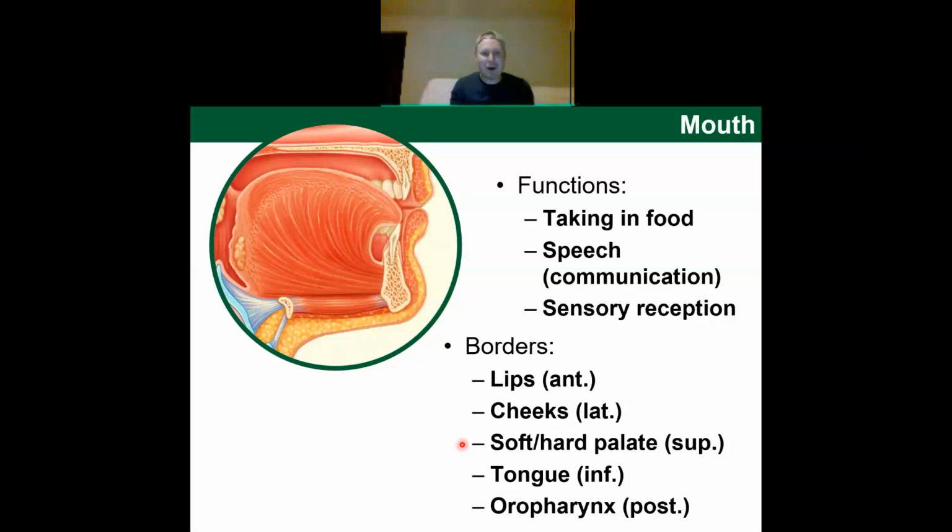Well, the bottom part of the mouth, the inferior boundary, is quite interestingly our tongue. And if you look at this diagram, this is not unreasonably drawn. This is pretty much to scale. Your tongue is huge. It's not a single muscle. It's actually made of groups of muscles.